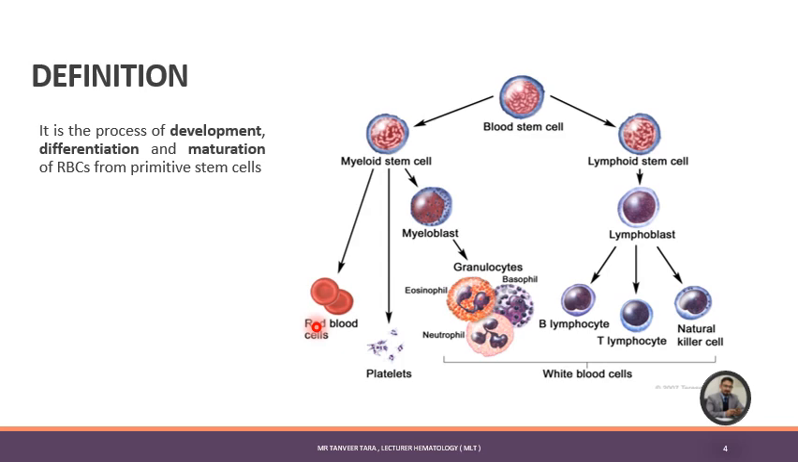Usually six stages in the development of red blood cells are recognized, that are pronormoblast, which is also called erythroblast, then basophilic erythroblast, then polychromatophilic erythroblast, and orthochromatophilic erythroblast, and then it goes toward the reticulocyte and mature red blood cell.